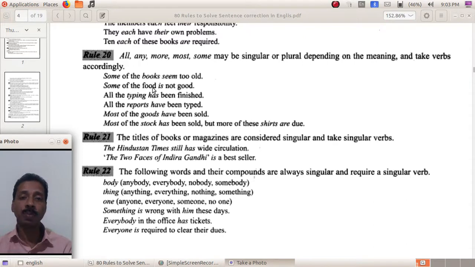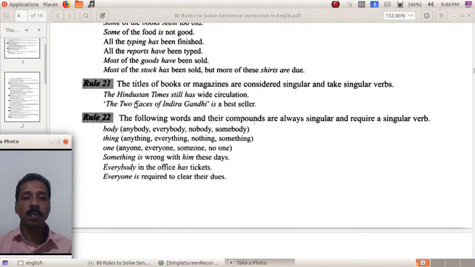Some of the food. Food is uncountable, so the verb should be singular in form. All the typing has been finished. All the reports have been typed. So these words, some, all, most, etc. can take singular or plural verbs. The thing you can keep in mind is that some plus countable noun, verb plural; some plus uncountable noun, verb singular.